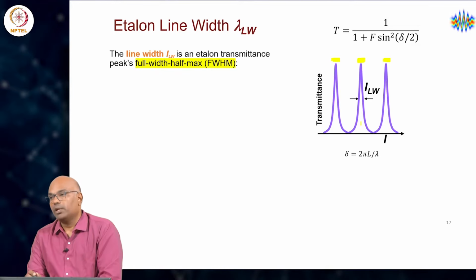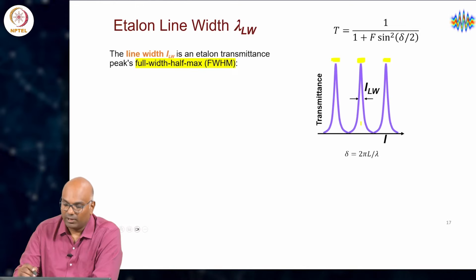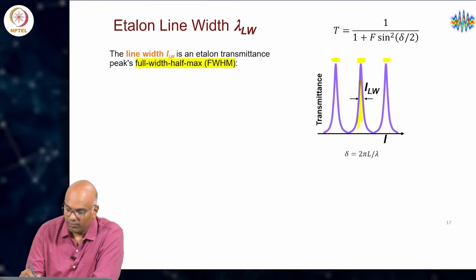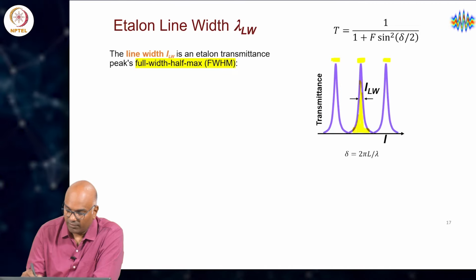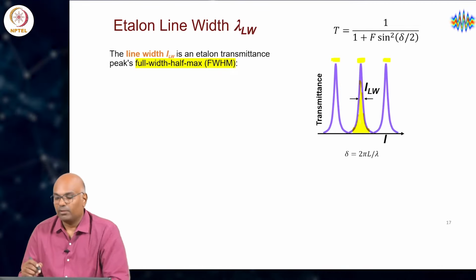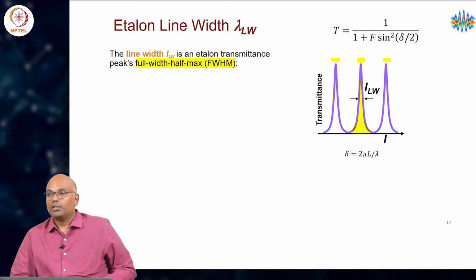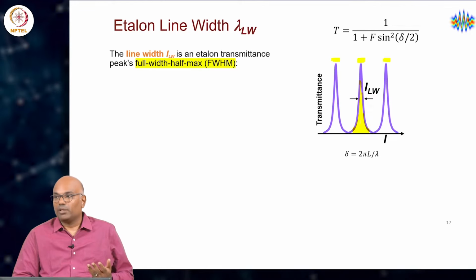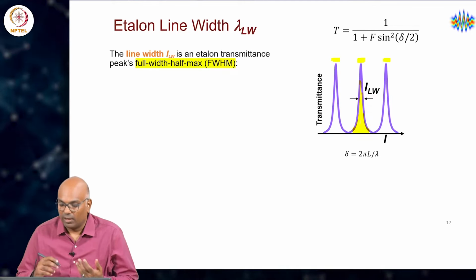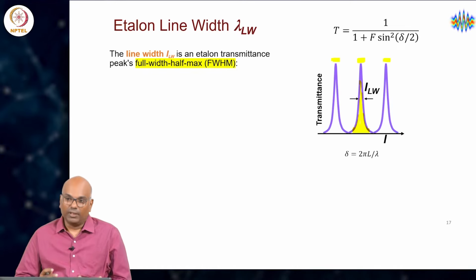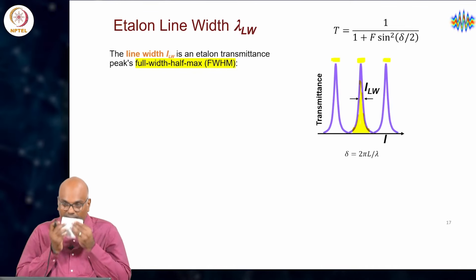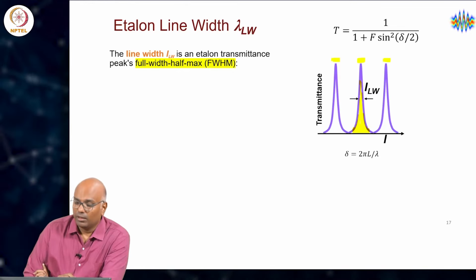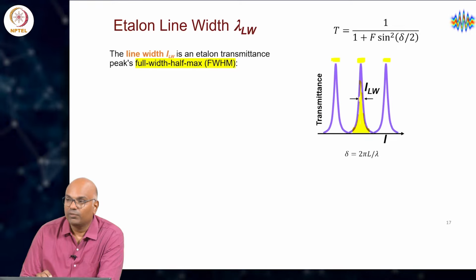And we also noted that the width of the transmittance function was the narrowest for the largest f value. So, the width of the transmittance function essentially decreases with increasing values of f and therefore increasing values of r. Better the reflectances of the end reflectors of the cavity, the narrower the width of these lines.